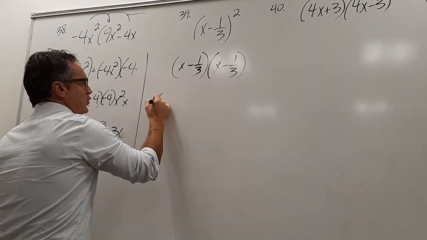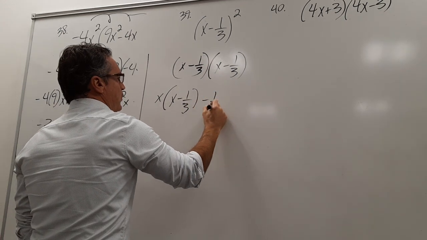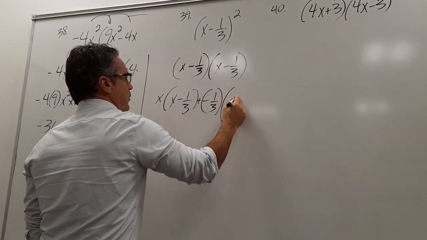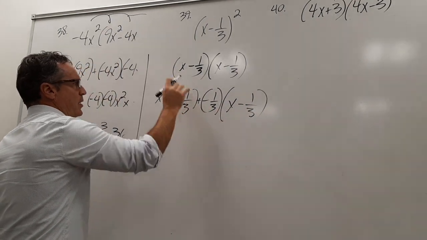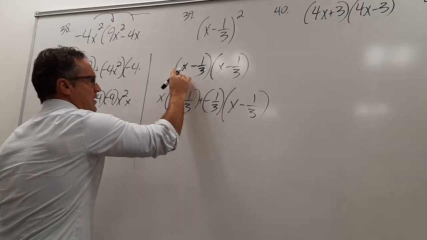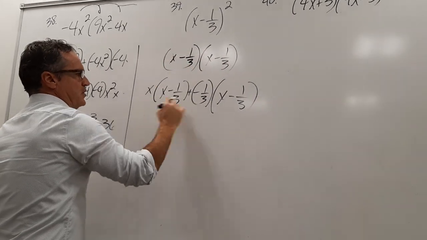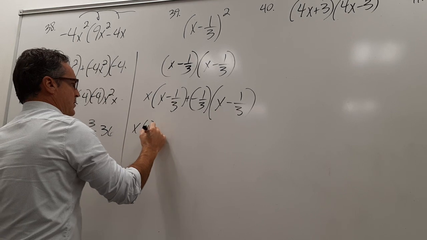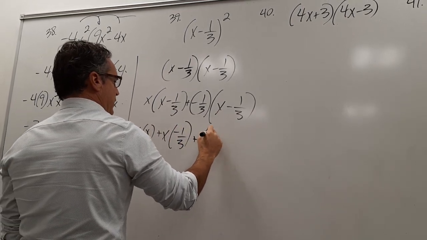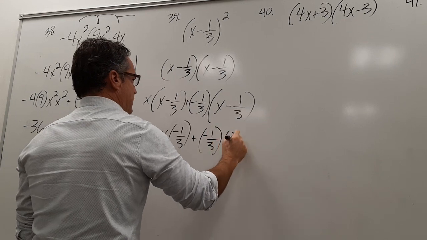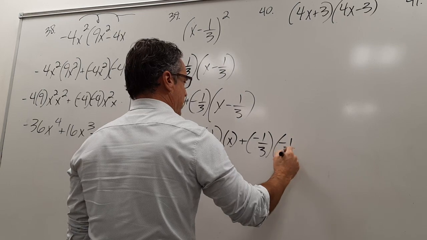This x has to be multiplied times x minus 1/3, and this negative 1/3 or plus negative 1/3 has to be multiplied times x minus 1/3. That's just me doing that extra step where I take this times this parentheses, this times this parentheses. You could just do it. You could skip this step. X times x plus x times negative 1/3 plus negative 1/3 times x plus negative 1/3 times negative 1/3.